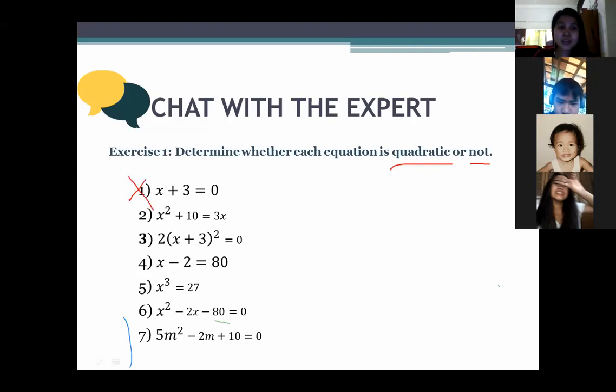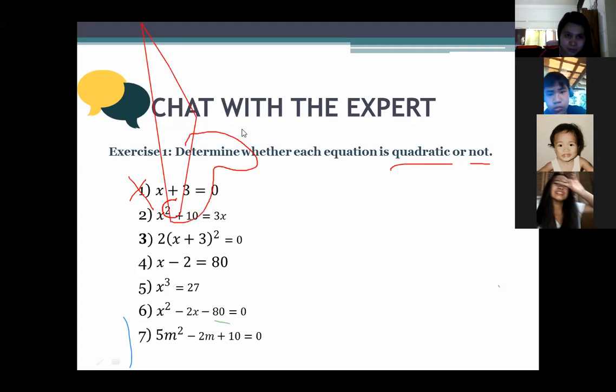Next, number 2. X squared plus 10 equals 3x. Quadratic or not? Very good. You look at the highest exponent. The highest exponent is 2. So it is quadratic.